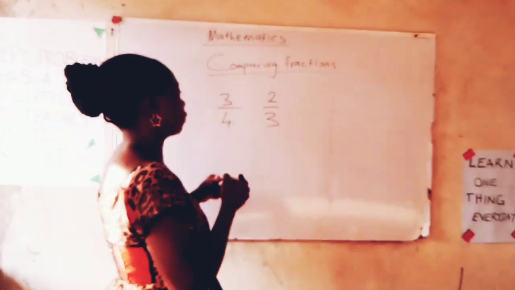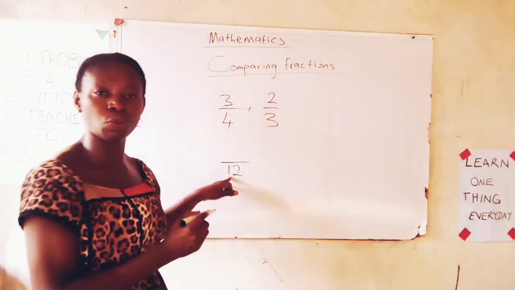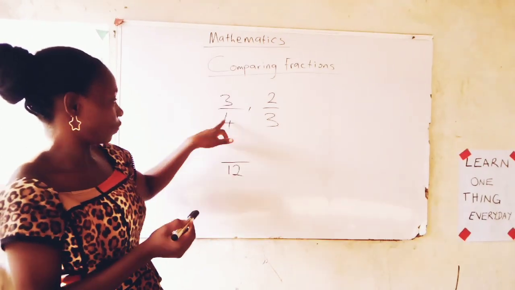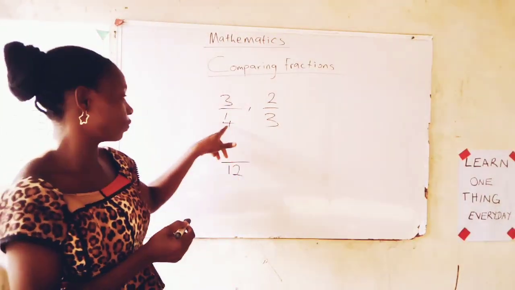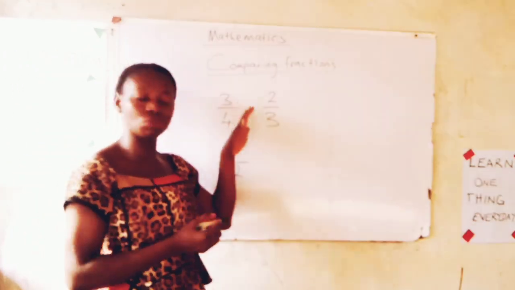So for this fraction, I will put 12. I'll put this 12 as the denominator. The 4 has changed to 12. We're no longer using 4. The numerator has to change. So what do I do?